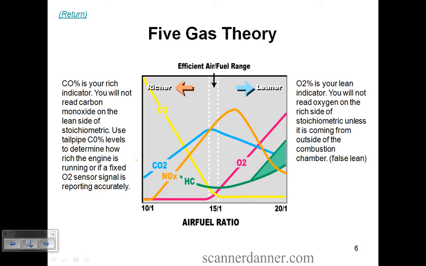And you need to remember this for your test because I asked you this too. Your CO is your rich indicator. It's listed right here. Your O2 is your lean indicator. By that, I'm saying with these gases, if we're looking at tailpipe gases, there are two standalone gases.